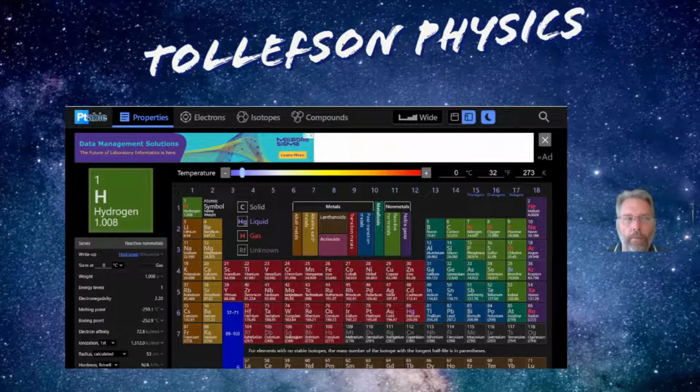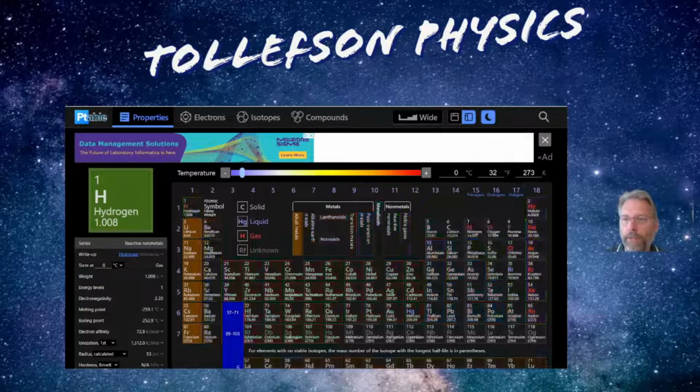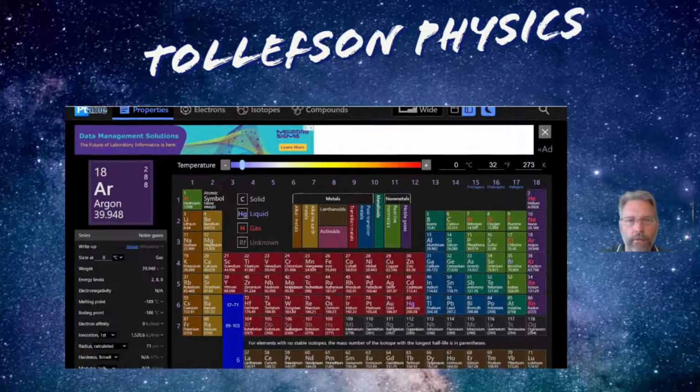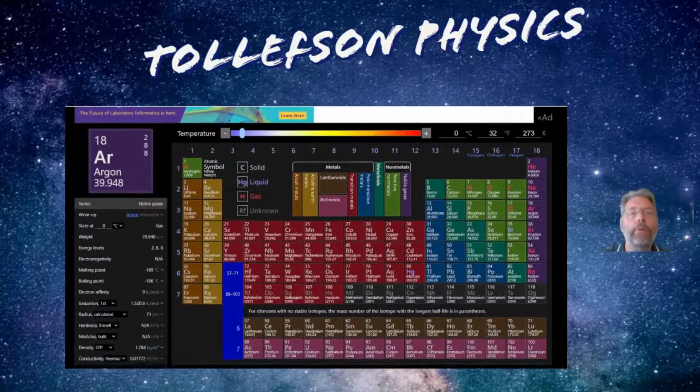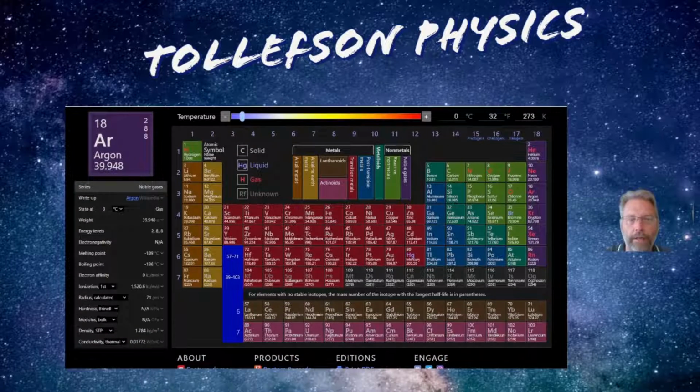So this is a website, ptable.com, that shows the periodic table. Now, the periodic table took a while to put together. A number of different scientists, including Mendeleev, put together these elements based upon properties that they saw. And they noticed that certain elements had similar properties to other elements. And so over many years and many iterations, this is what the modern periodic table looks like today.